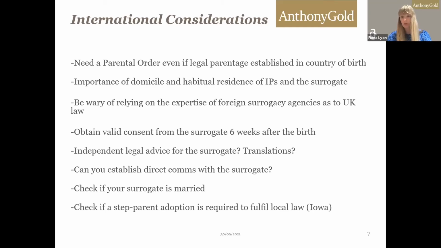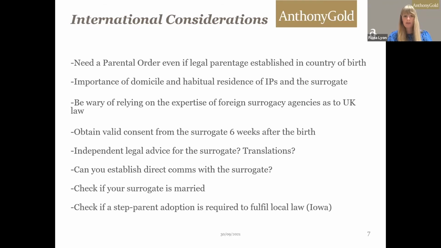And preferably you would want the surrogate to be single in some cases. You don't want that second legal parent to be her husband if you can avoid it. Again, this doesn't happen everywhere, but if you are going to be deemed the step parent because there's no biological link to the child, you need to check whether you need to adopt that child locally. That actually occurs in Iowa in the US.